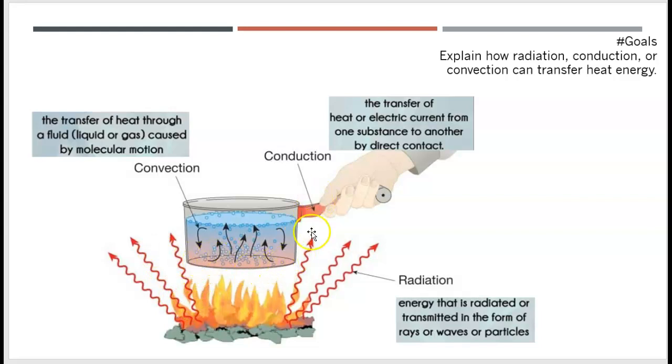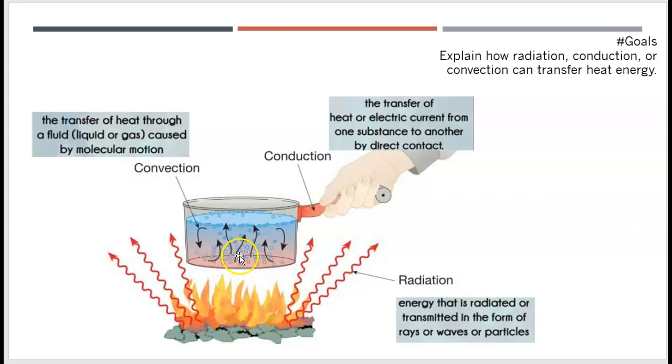Conduction is the direct touching of a hot substance, so heat transfer through direct contact, the transfer of heat or electric current from one substance to another by direct contact. Here, once that heat hits the pot, it's going to change temperature, and if your hand touches the pot, your hand will feel that burn because of conduction. So radiation takes the heat to the pot. The pot is hot, but it takes the heat to your hand through conduction, through direct contact. It is also conducting heat to the water. So the water molecules at the bottom of the pot are receiving heat through conduction.